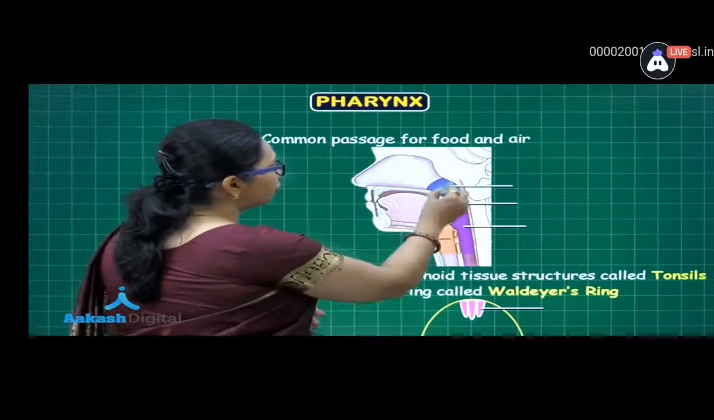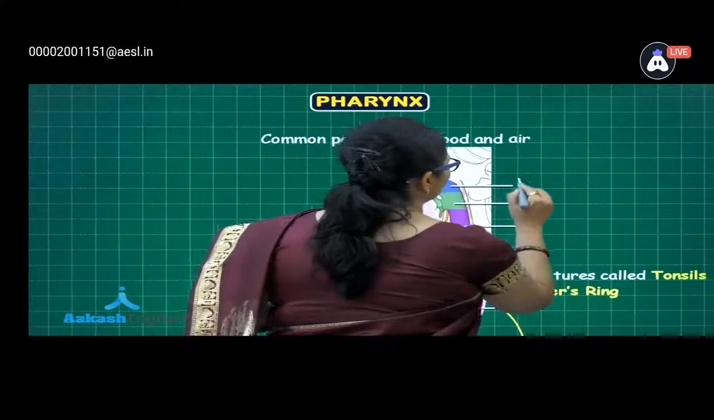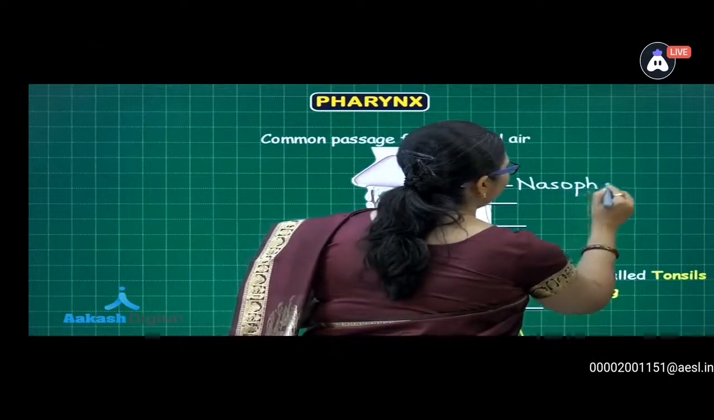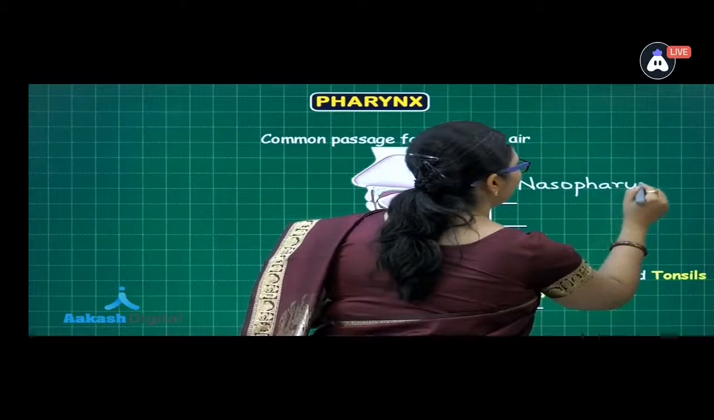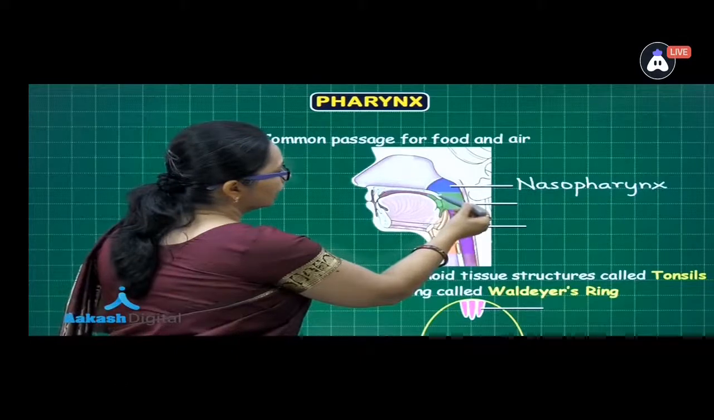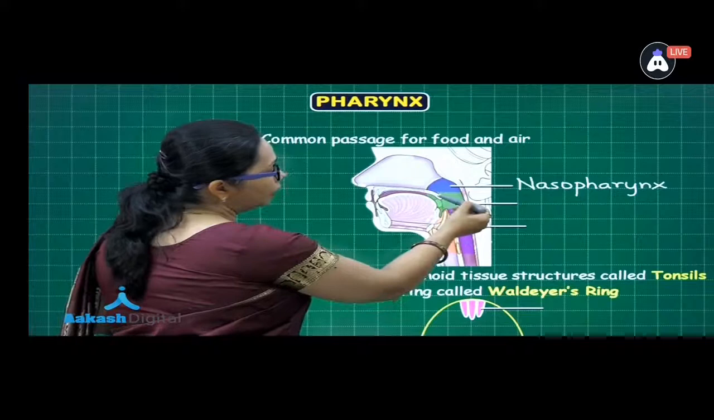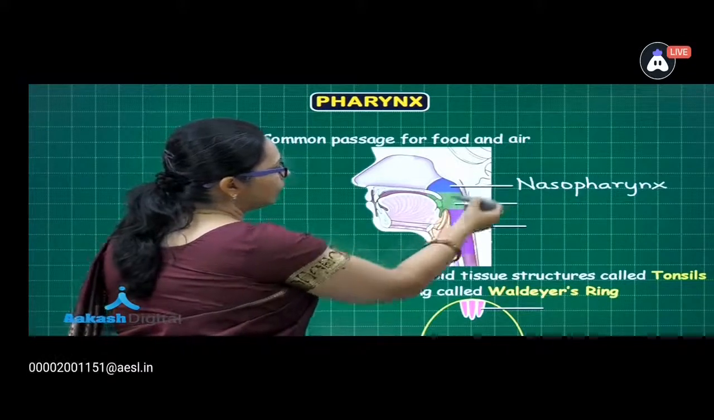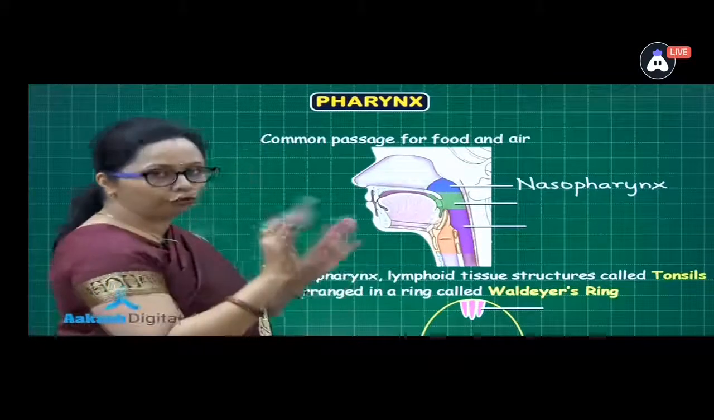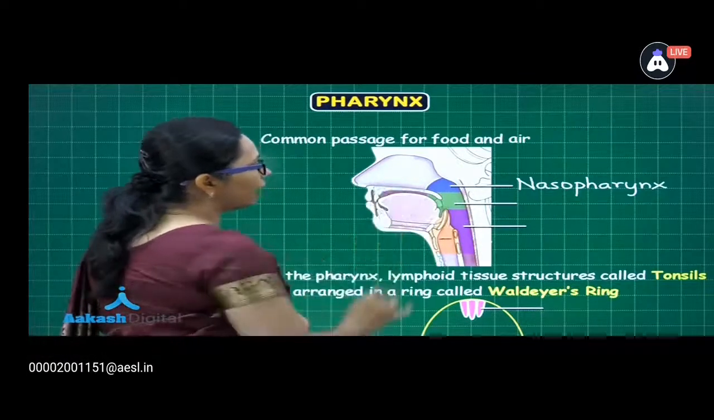So this area which is behind the nasal cavity is called nasopharynx. And nasopharynx is meant for passage of air only. Food won't be passing through it, as you can see that this area is above the soft palate, and during swallowing this soft palate would be rising up, so that this opening, which is the internal nostril, is going to be entirely closed.